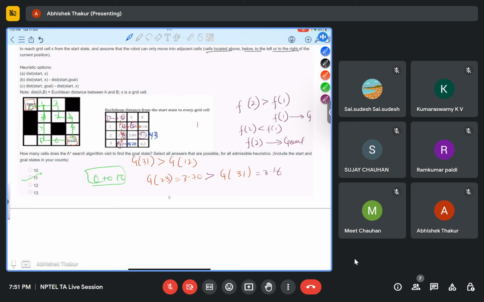So it will compare with this. It is less than 4.3, so it will move to 4.2, and this is the least cost method. And so it won't travel this grid. So the answer will be one less.